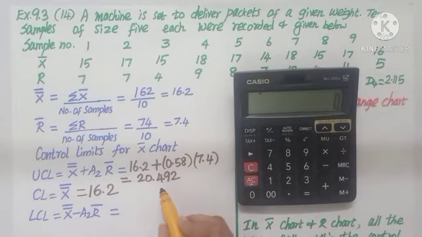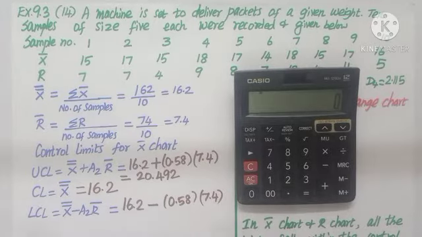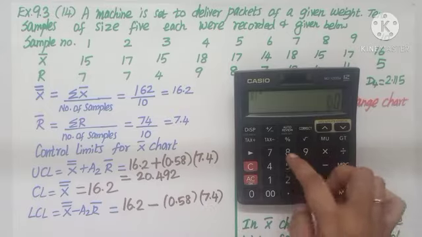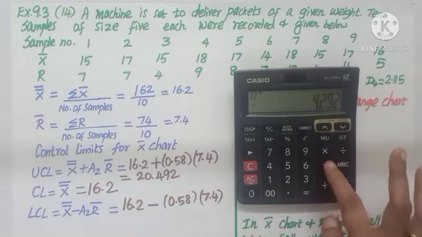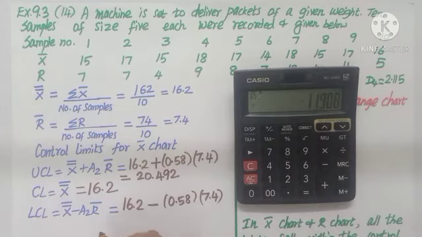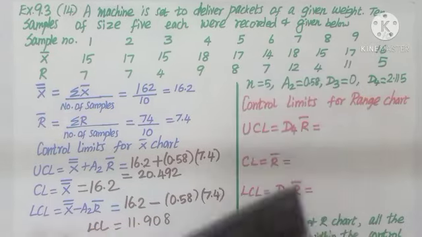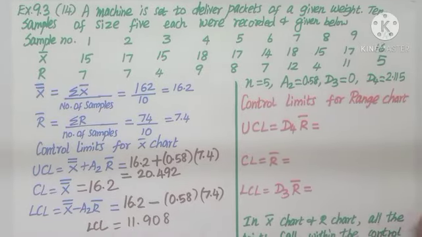We get 20.492. LCL is x double bar 16.2 minus 0.58 into R bar, 7.4. Multiply these two, 0.58 into 7.4. Whatever answer you get, subtract from 16.2. Your answer is 11.908. So we know what LCL, CL and UCL are. This is for the X bar chart.